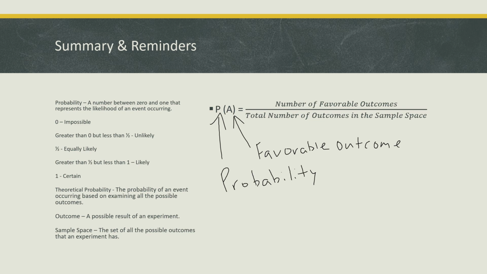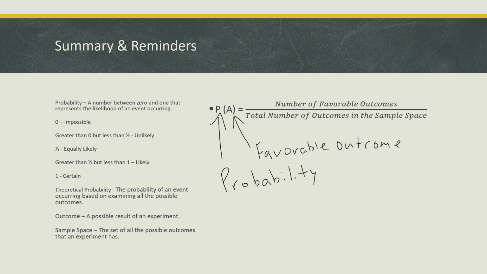An outcome is a possible result of an experiment. Sample space is the set of all the possible outcomes that an experiment has. Here's your notation on the right-hand side. P stands for probability. And then in parentheses, you're going to put the favorable outcome. So if you have rolling a 3, you'd put 3. If you want to flip a heads, put H. Those are just a couple of examples.